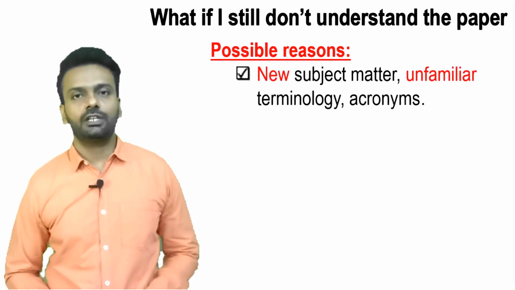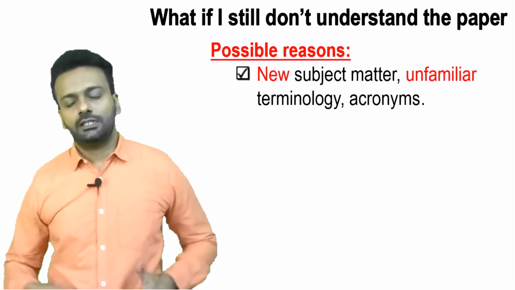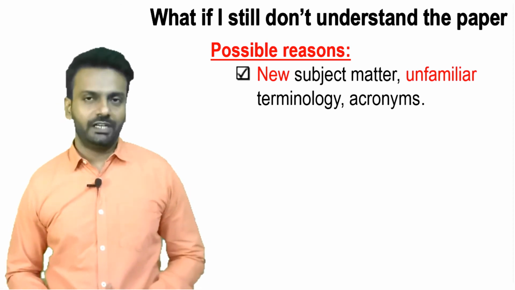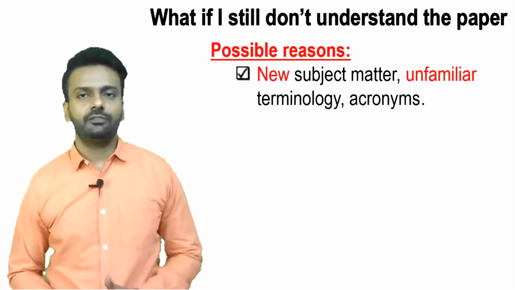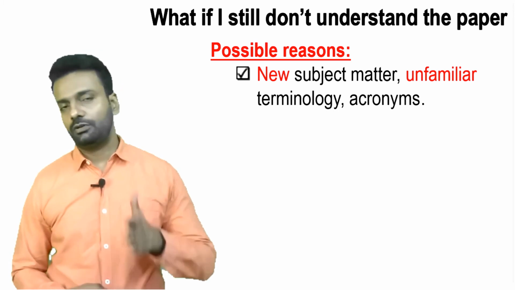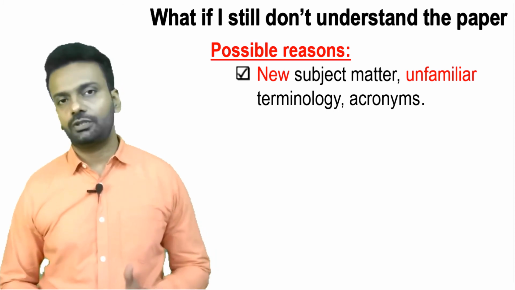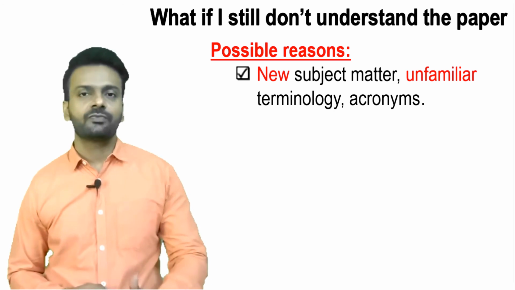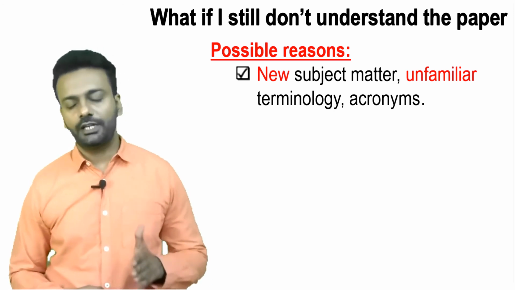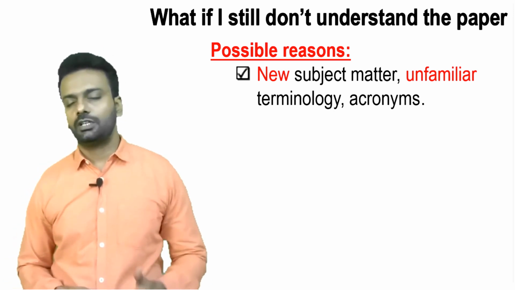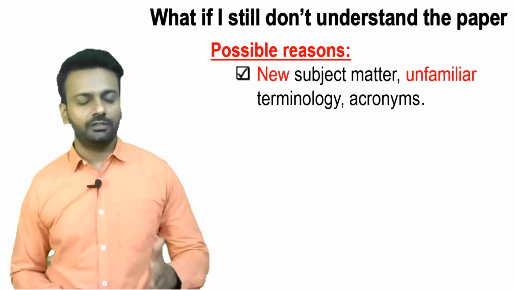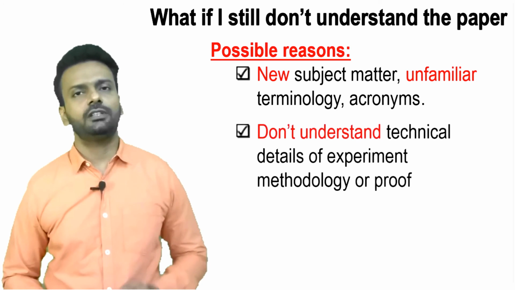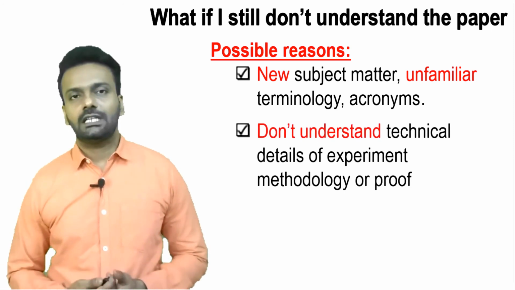If you still don't understand the paper, the subject is new to you. That is one thing. The first thing which comes to mind is that you are not familiar with the terms, you are not familiar with the acronyms, and you are a new reader of that topic. So again, as we have told you, you have to read the topics, become familiar with the topic, and then you can easily understand the paper.